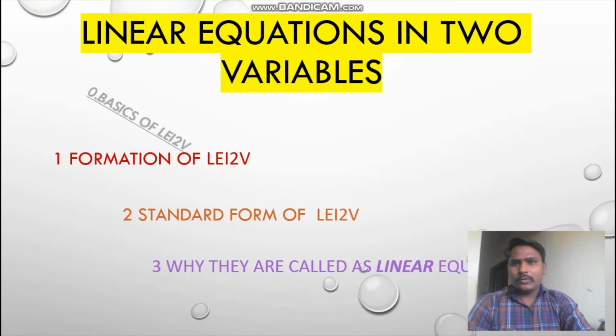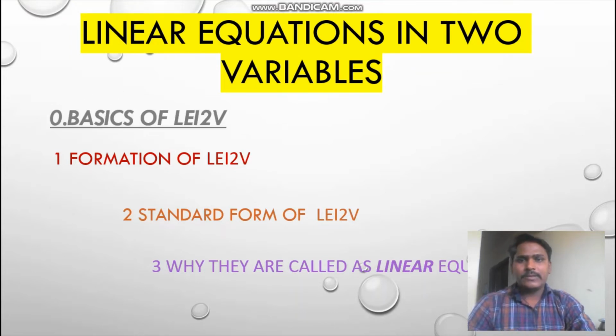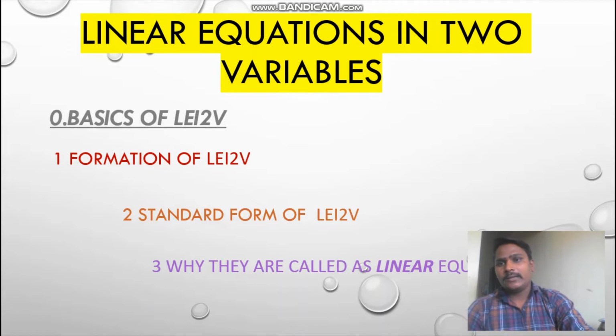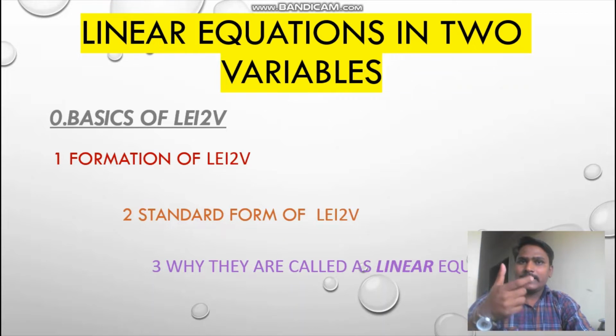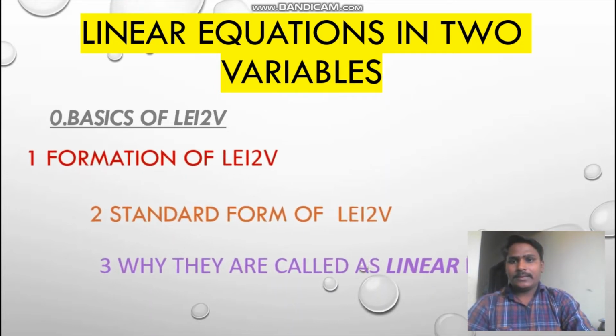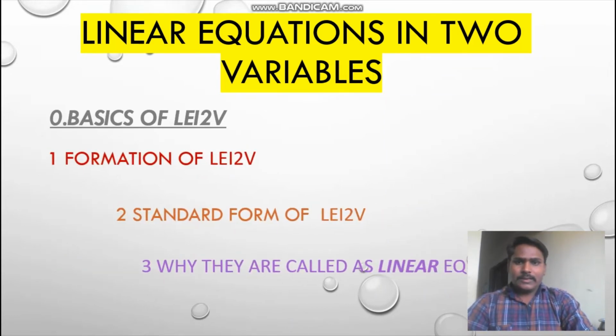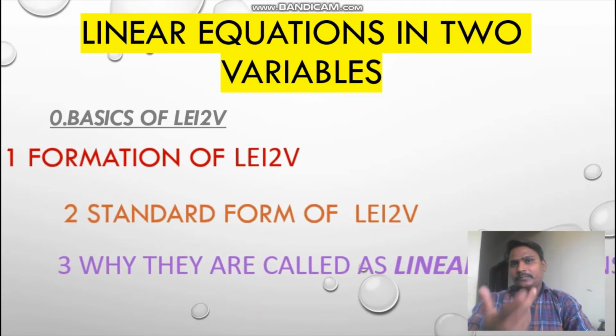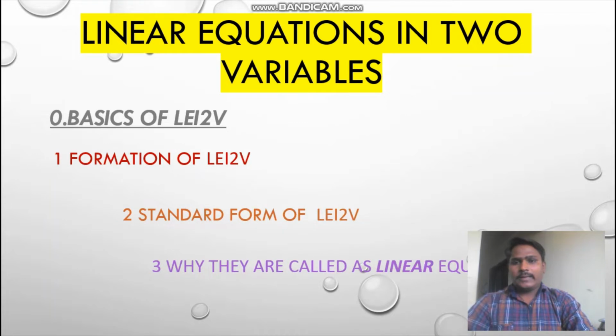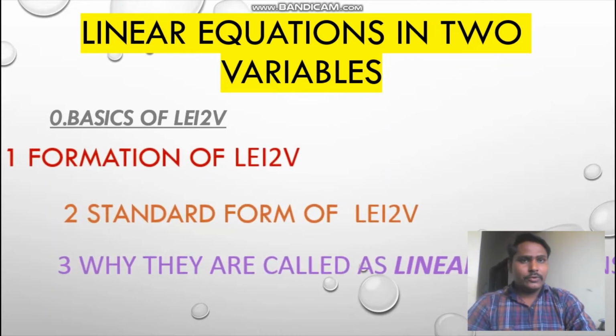After that, if you observe here, I have written this thing, that is basics of linear equation in two variables. In short form I have written it, and I have numbered it 0. Why? Because I want to tell that this is the beginning of linear equation, the very basic start of this new journey of linear equation. That is why I have numbered it 0. These basics are again divided into three parts. The first part is formation, in which we will see how they are formed. The second part is the standard form of linear equation. Then we will see why these equations are called linear equations in two variables, right?